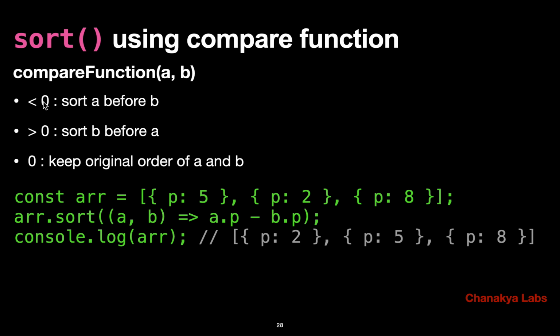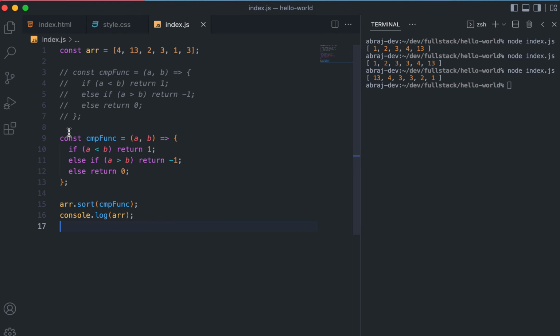Why didn't they say that you always return -1 if you want to sort a before b, and always return +1 if you want to sort b before a? Why did they give us this flexibility, that you can return any negative value and it will behave like this, and any positive value and it will behave like this? They gave us flexibility because in some scenarios that will be useful to us. Let's see that example.